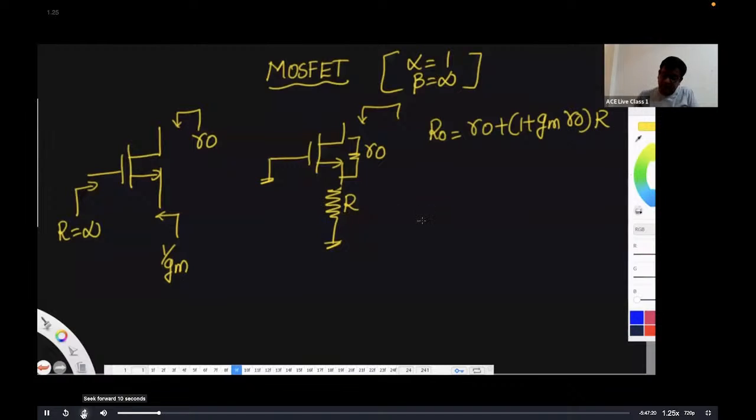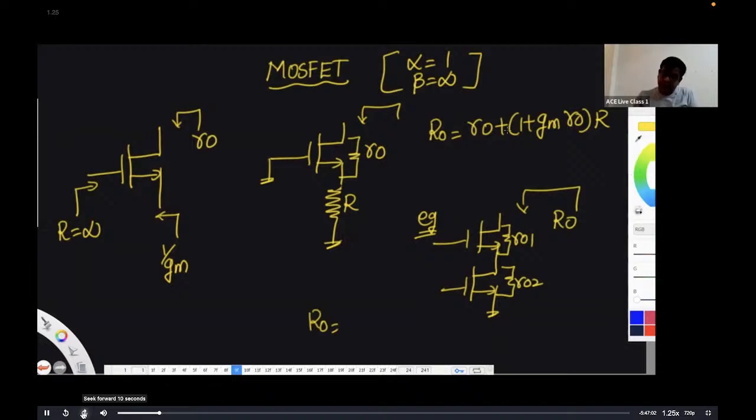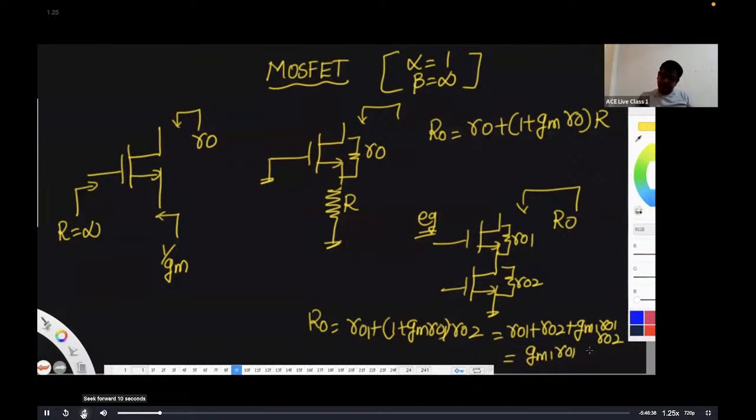This R can be another MOSFET. Say for example, a gate problem was given where two MOSFETs were there. So this guy has R01 and this guy has R, right? So what is the output resistance? He has asked. So it is R naught plus, if you remember this, it is R naught plus 1 plus GM R naught into R. In the place of R, you have R02. This is the answer. So this is given for 2 marks. So it is R01 plus R02 plus GM1 R01 R02. So out of this, GM1 R01 R02 is the answer. So this way, things are simple, right?